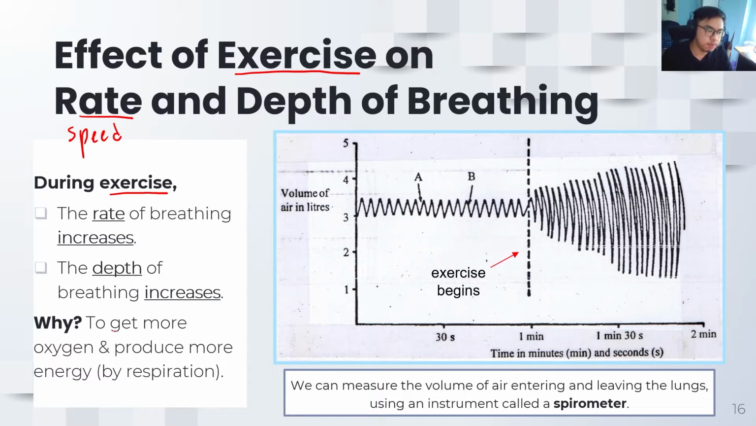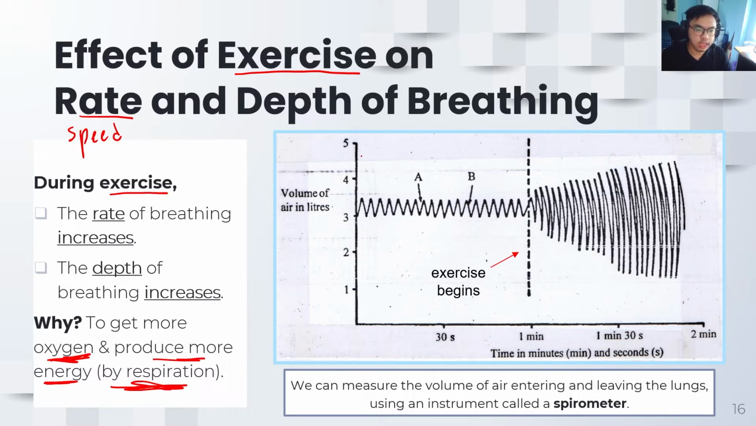Why do we breathe deeper and faster, or have a higher rate of breathing? This is simply to get more oxygen. Getting more oxygen will help us produce more energy, and this is through a process called respiration. We're going to talk about respiration in the next topic. But for now, just know that the reason why during exercise we breathe more, faster and deeper is so that we can get more oxygen, and the oxygen can be used to give us more energy for us to do our workout.